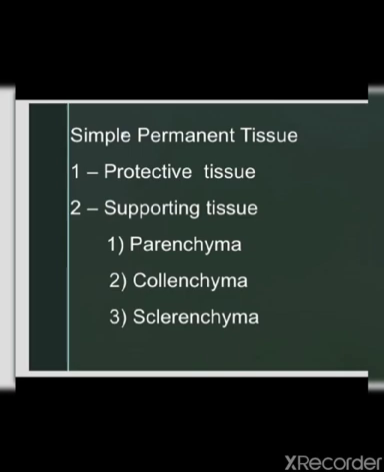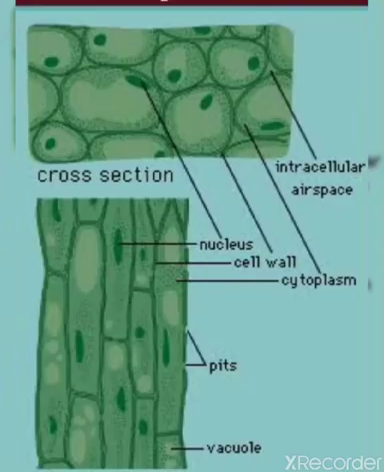Now next one, supportive tissue, which is divided into three parts: parenchyma, collenchyma and sclerenchyma. Parenchyma, collenchyma and sclerenchyma. This is the structure of parenchyma tissue. In this figure, you can see that cells are thin-walled and these are living cells. Parenchyma tissues are living cells and have intercellular spaces. See in this figure, intercellular spaces means between cells space is present.